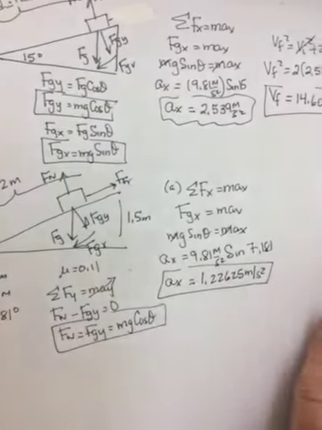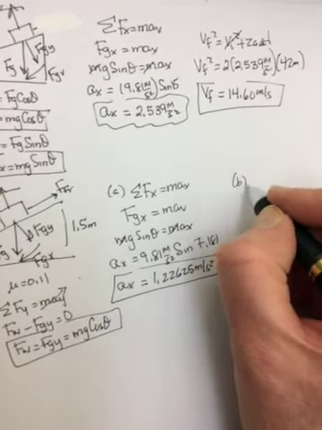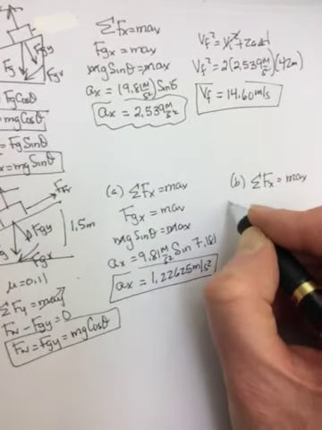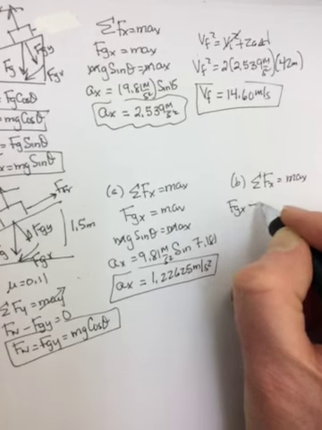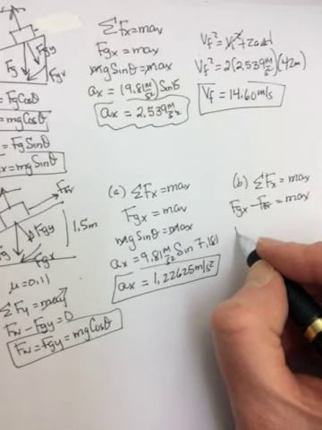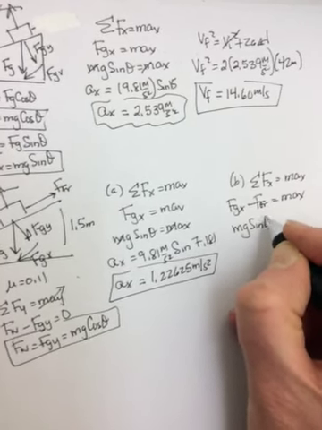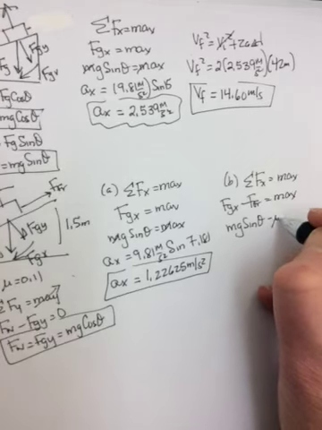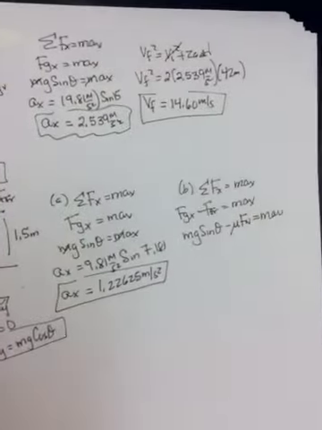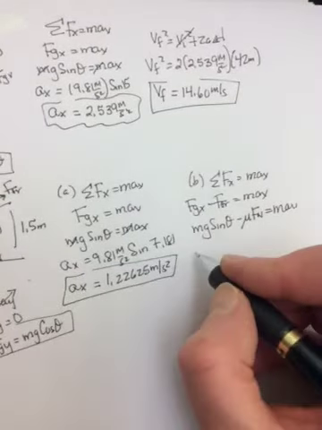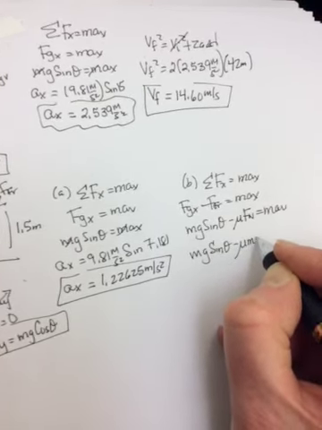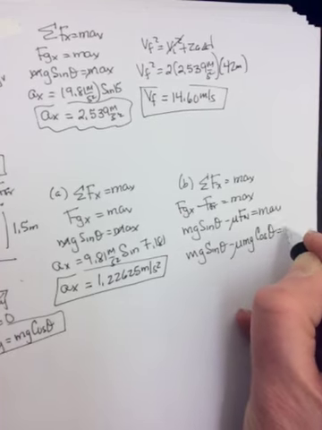Okay? So I'm just going to go over here to keep going. Now I'm going to do sum of the forces in the x with friction this time. So it'll be Fgx going down the incline, which is positive, minus friction, which is acting up the incline, which is negative. Fgx is mg sine theta. Friction, of course, is mu Fn, equal to max. And Fn is mg cos theta. So we have mg sine theta minus mu mg cos theta equals max.